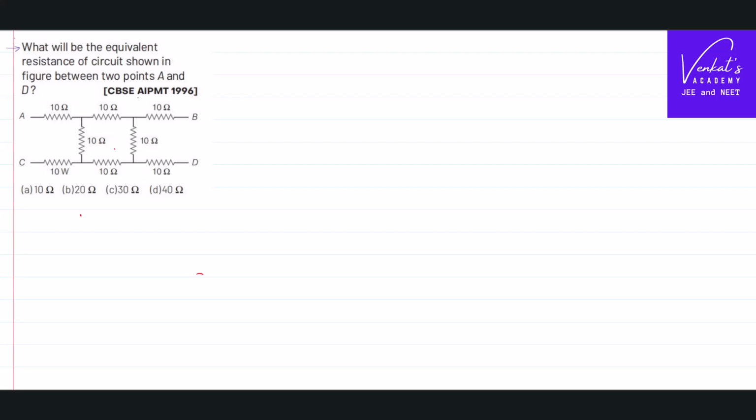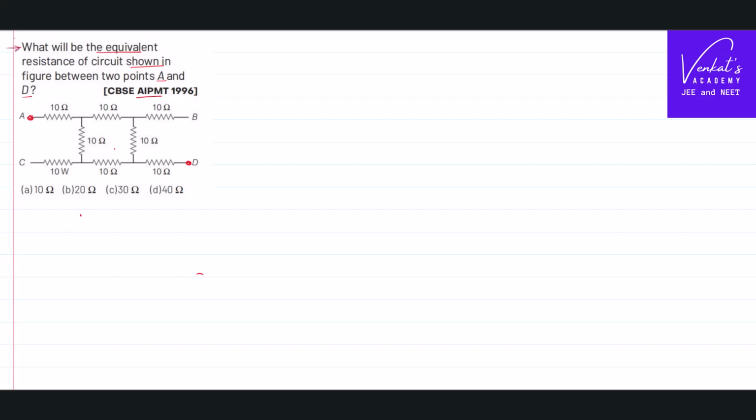This is an AIPMT question that we are solving in current electricity. The question says, what will be the equivalent resistance of the circuit shown in the figure between the points A and D? This is your point A, this is your point D.